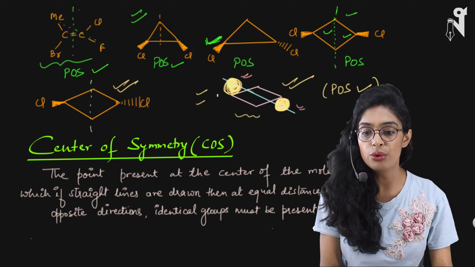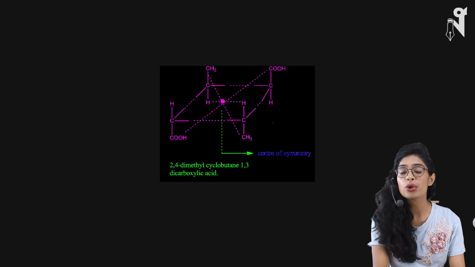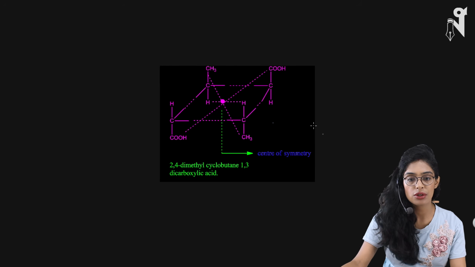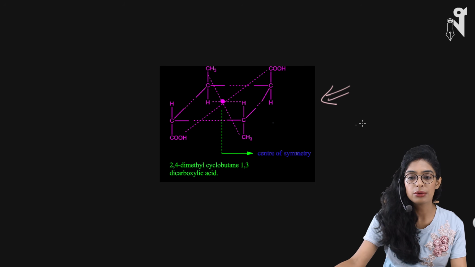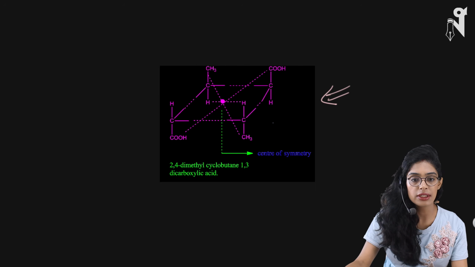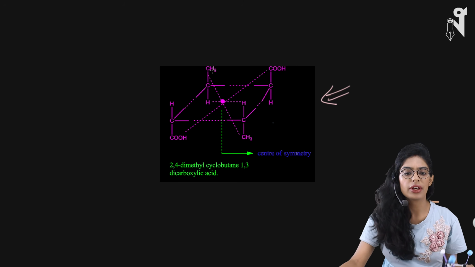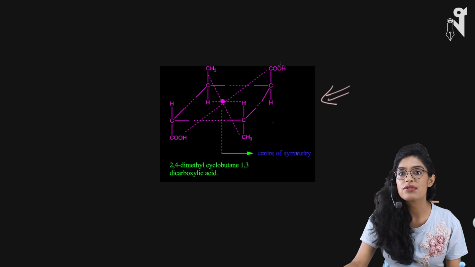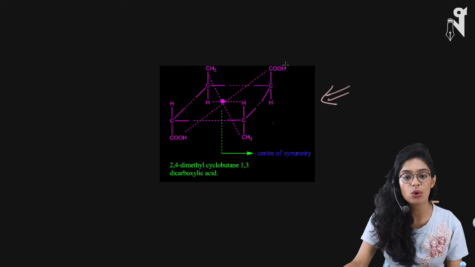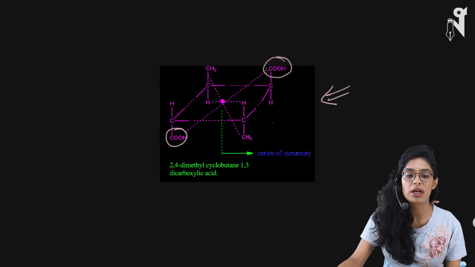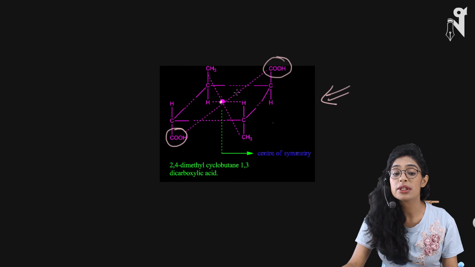Now let me show you how it actually looks when you see it on the plane of the paper. This one is your molecule, and here this is the carbon, this is the arrangement, but yeah, we have I think 4 different groups and I have taken only 2 different groups. The COOH is on the trans position and the straight line is passing through that center, and hence these COOH and COOH are at equal distances.